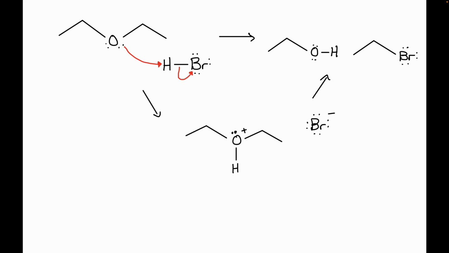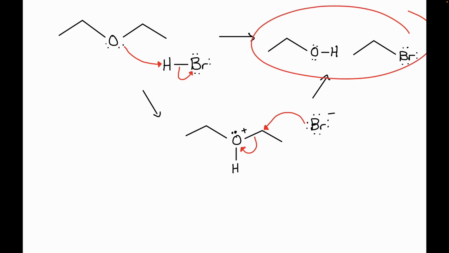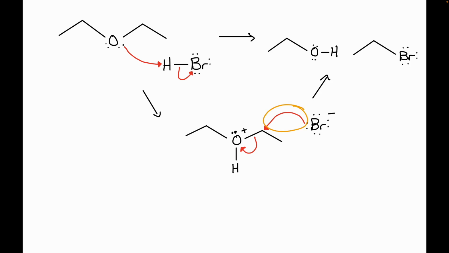All right, so now my bromide ion is going to attack my electrophilic carbon here, because now there's this good leaving group, this protonated oxygen, which can come right off, leaving me with my two products, right? So I have another bond formation arrow and another bond breaking arrow to finish off my mechanism.